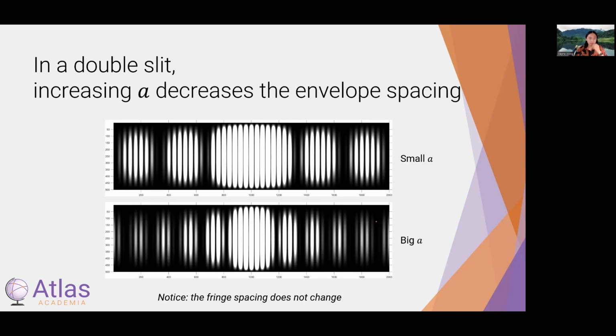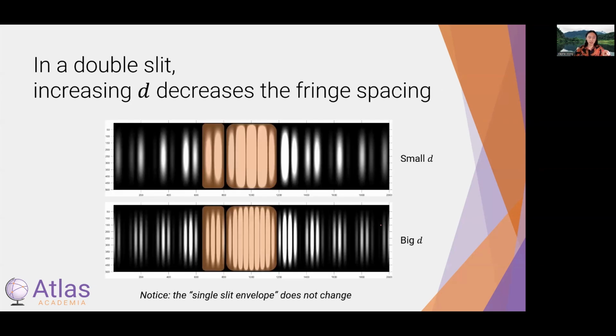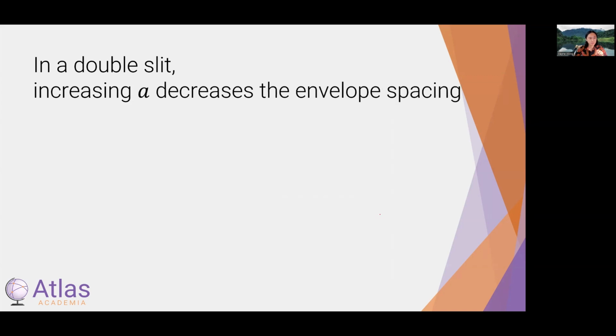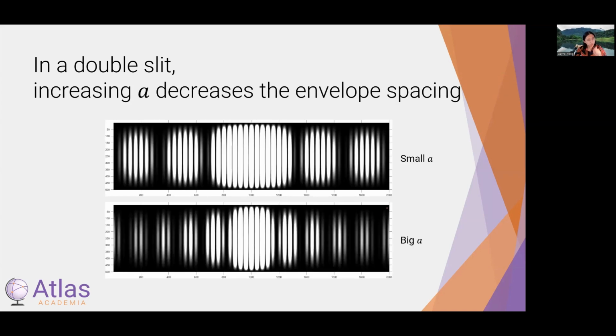Critically though, the fringe spacing of each individual fringe this time has not changed, right? So every single one of these fringes is still the same as it was before. Contrast this change with the change that we saw on the previous slide. In the previous slide, the envelope has not changed, but each individual fringe has. Whereas here, each individual fringe has not changed, but the envelope has changed.